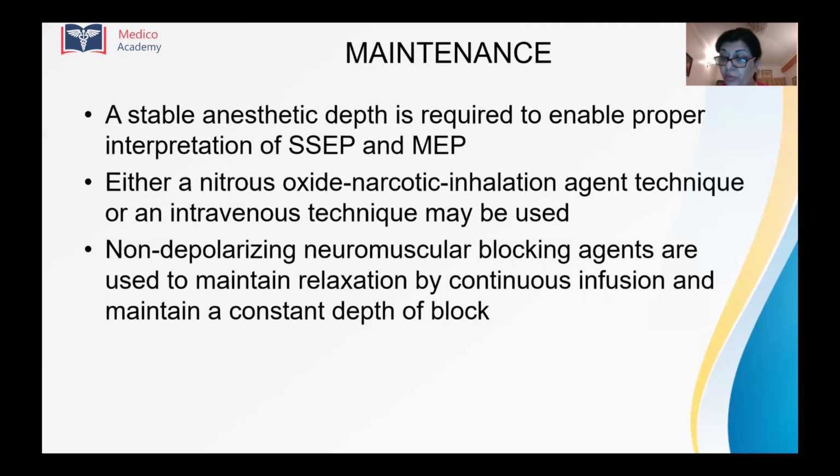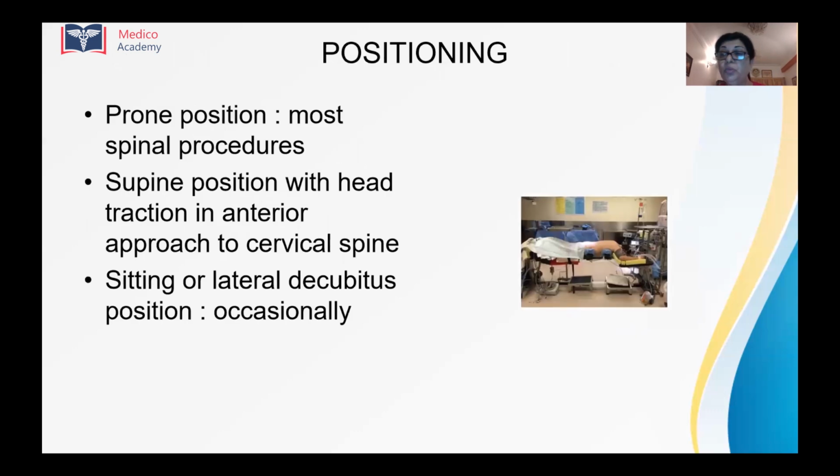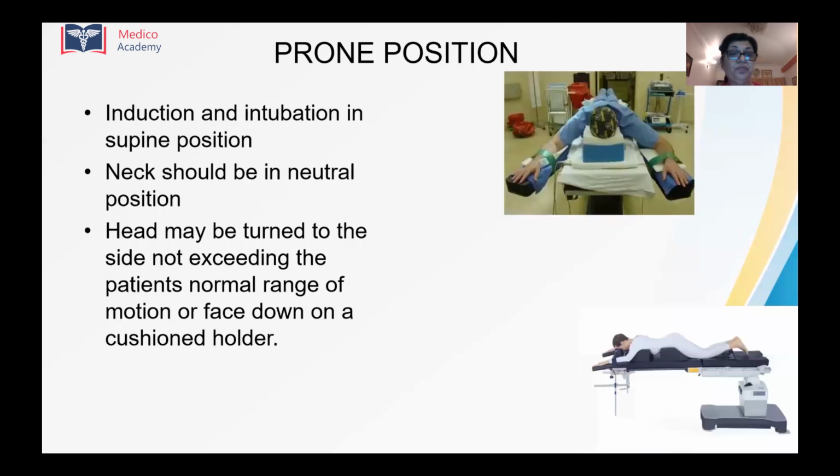Non-depolarizing neuromuscular blocking agents are used to maintain relaxation by continuous infusion and to maintain a constant depth of the block. Now, there are certain unique challenges in spine surgery, which are positioning, intraoperative monitoring, spinal cord injury, and hypotensive anesthesia. Positioning: depending on the level of the spine to be operated, the position is decided. Prone position is the most common one used in almost all spinal procedures. Supine position with head traction can be used for the anterior approach of the cervical spine. Sitting or lateral decubitus can be used occasionally.